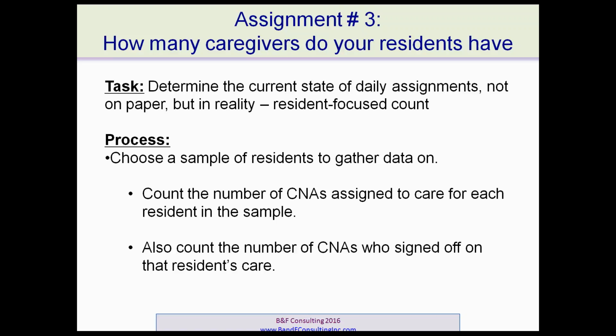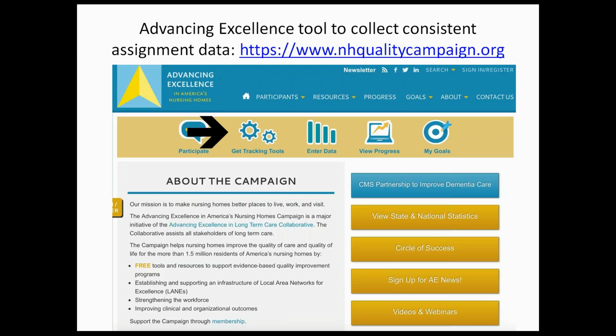For the resident-focused measure, choose a sample of residents to gather data on. Look at documentation and count the number of CNAs that have signed off on each resident's care. Compare that with how many CNAs would be involved in a resident's care if you were at 100% consistency. Consider all 3 shifts and weekends. A 100% consistency number will probably be somewhere between 9 and 12 CNAs providing care for each resident, depending on your way of scheduling. Advancing Excellence has a consistent assignment tracking tool. See the appendix for more information.